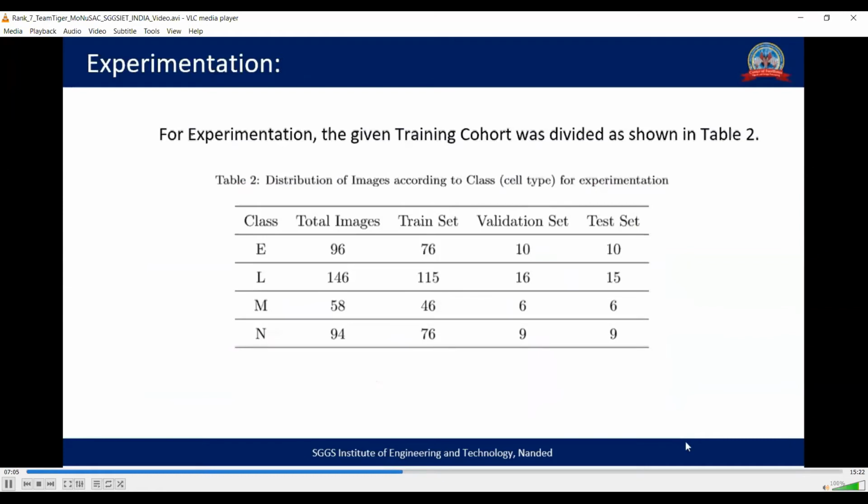As previously said, the data distribution shown in Table 2 is according to the cell type. The given data is divided into training, validation, and test sets for experimentation. For each class, we chose only those images which have the respective cell type, otherwise they are discarded. For example, among 209 total images, there are only 96 images that contain epithelial cells. In a similar way, the other distributions are listed here.